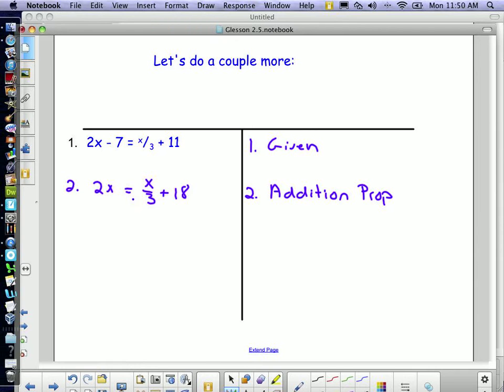Subtract 1/3 x from each side, okay. Now that gets a little bit messy, but it's certainly acceptable, because 2 minus 1/3 is just 5/3. And that was subtraction property. Now what?